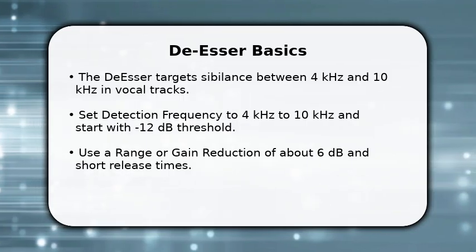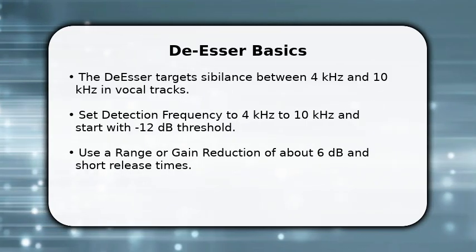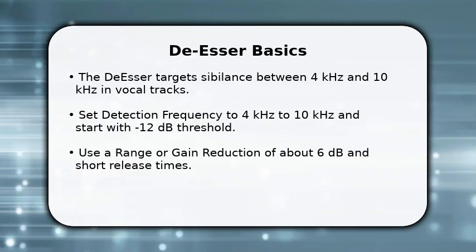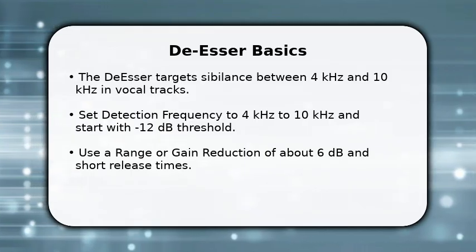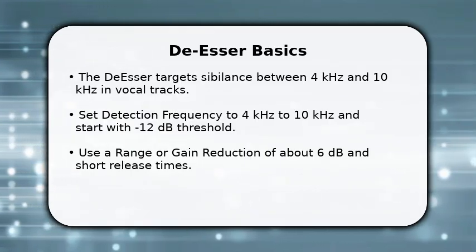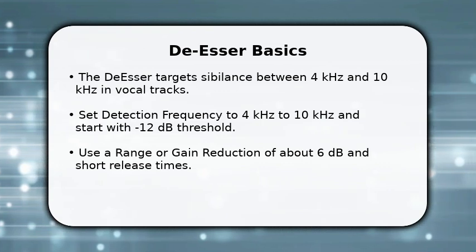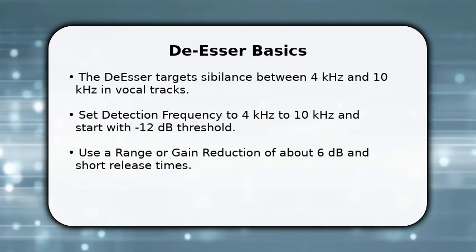Set detection frequency to a focused band and start with a -12 dB threshold for auditioning. Use a range or gain reduction of about 6 dB to taste while listening. Keep attack times fast and release times short for transparent control.